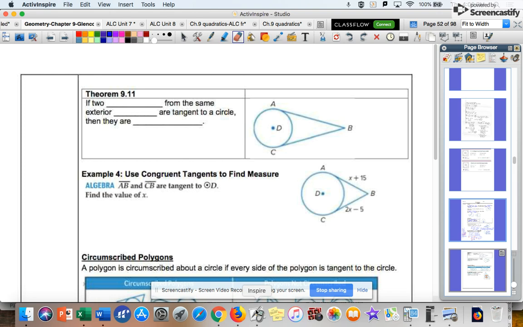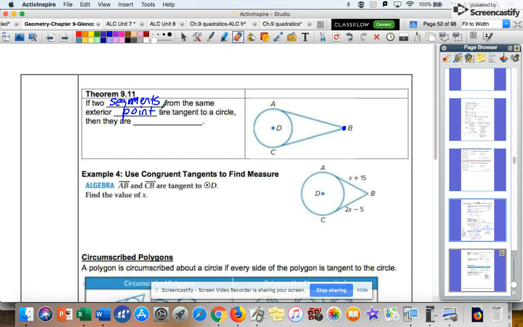Flipping to the next page, we have our second theorem, and this is also related to tangent segments. Looking at the diagram, we have two segments from the same exterior point out here. So both of these segments from the same exterior point are tangent to a circle.